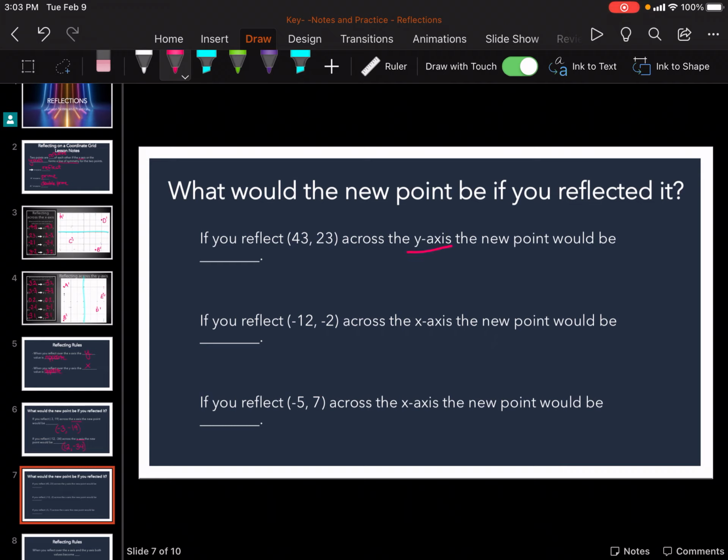So for this first one, the y-axis, so the x value is going to become opposite. And then the 23 is going to stay the same. So it's going to be (-43, 23). Then if you reflect across the x, the x value is going to stay the same at -12. The y value is going to become opposite at 2. Across the x, -5 stays the same, and then -7 is the opposite.